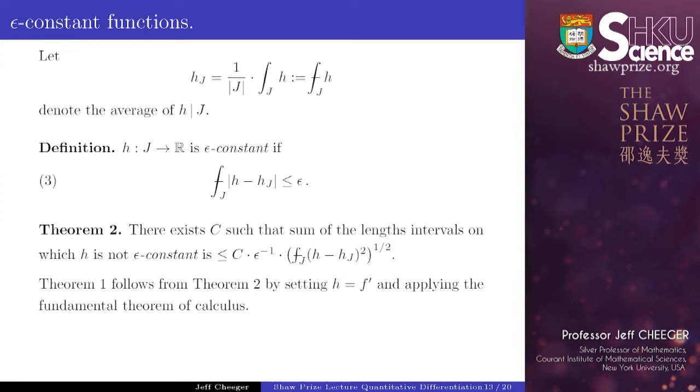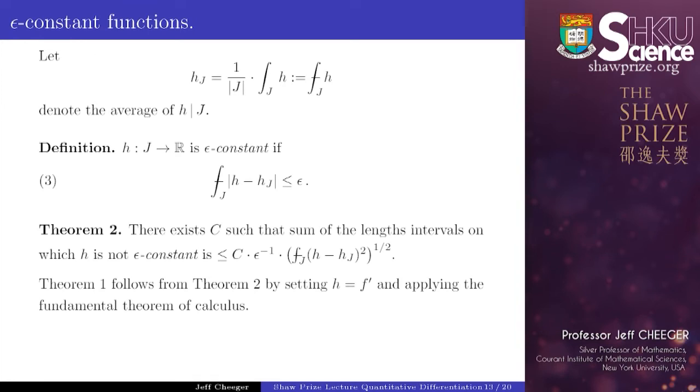Okay, so now similar to what we had before, but we're using a slightly different measurement, namely the average of what you would call the L1 norm, the integral of the absolute value. So we'll say the function h is epsilon constant if, when we look at the integral of the absolute value of the function minus its average, and then we normalize, as we should, by dividing through by the length of the interval, that is less than epsilon, then we'll say it's epsilon constant.